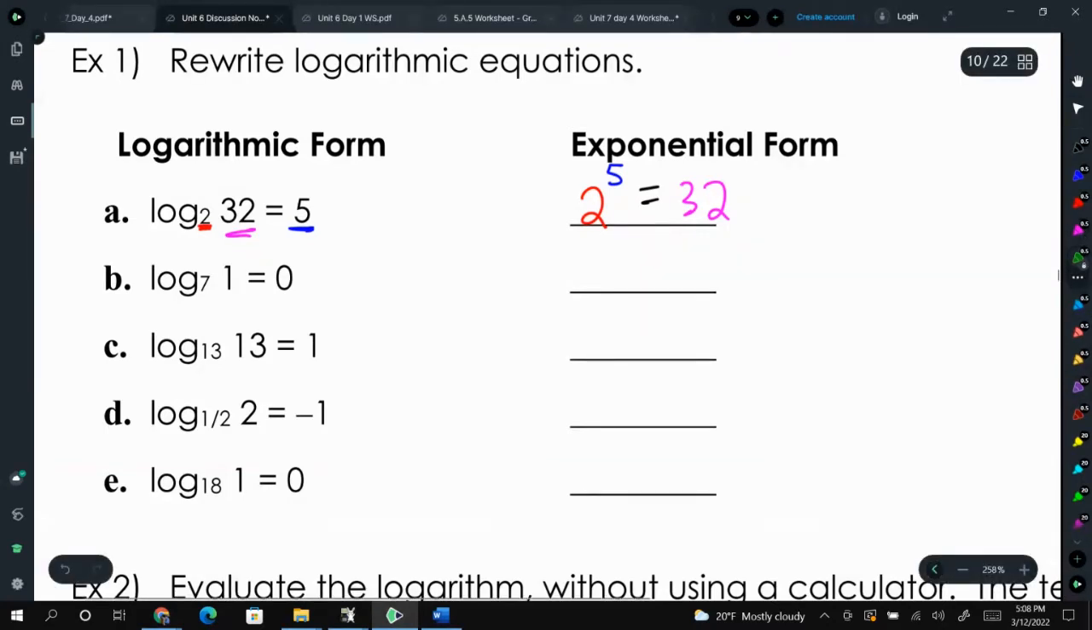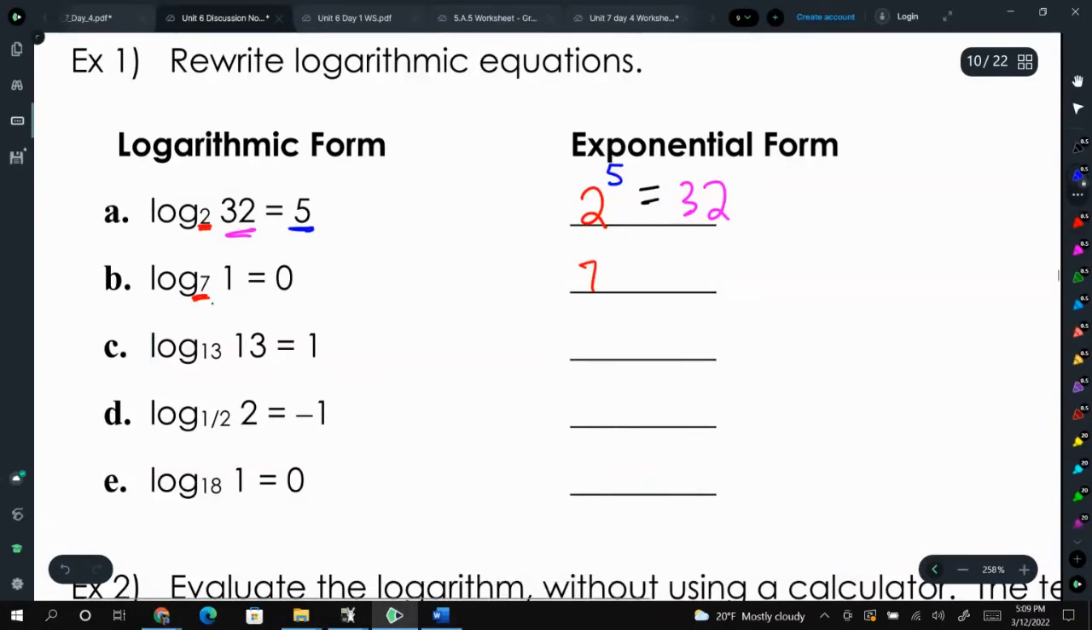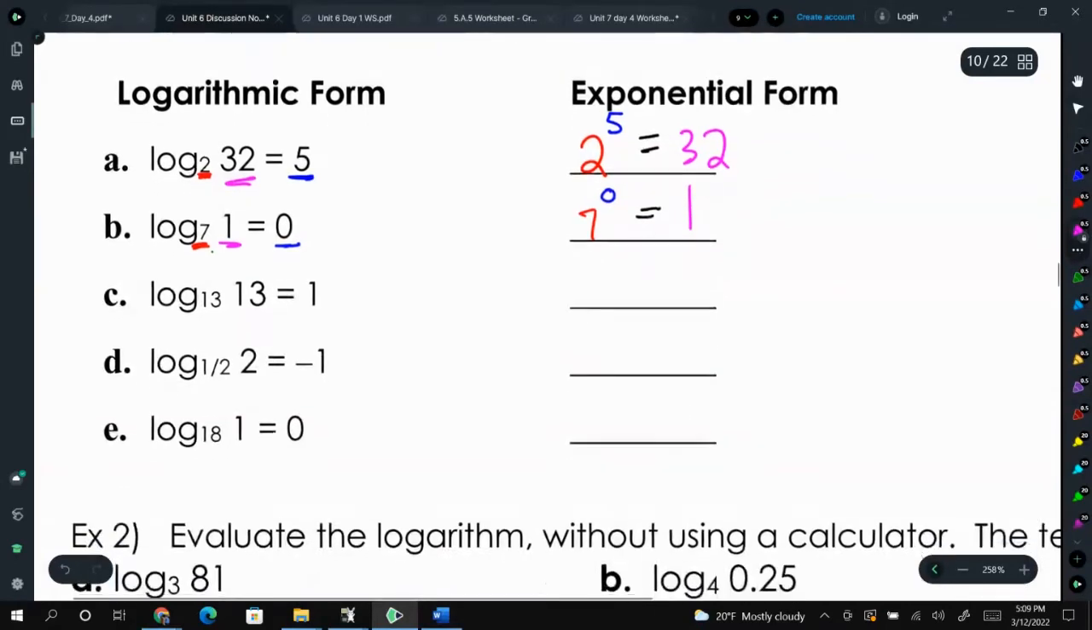The next one, log base 7 of 1. Our base is 7, and that is being raised to the 0 power because log equals exponents. Let me use the same colors for all the problems. 7 being raised to the 0 power, and we know that anything to the 0 power equals 1. Well, that's our other number, 1. So you can kind of see how this might be useful for solving exponential equations.